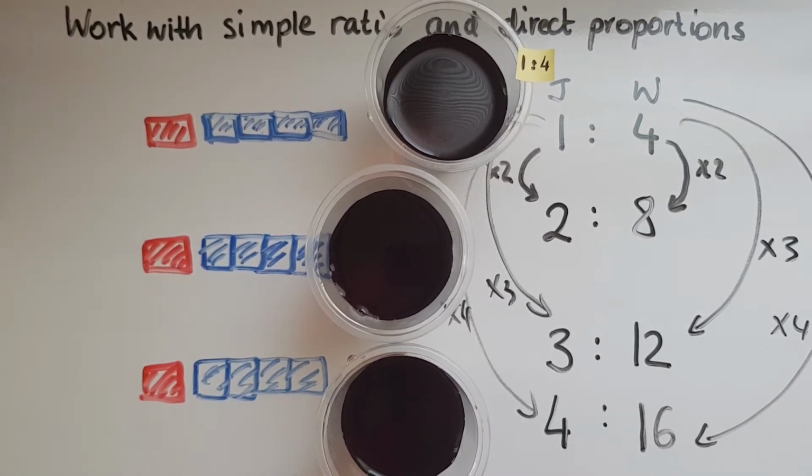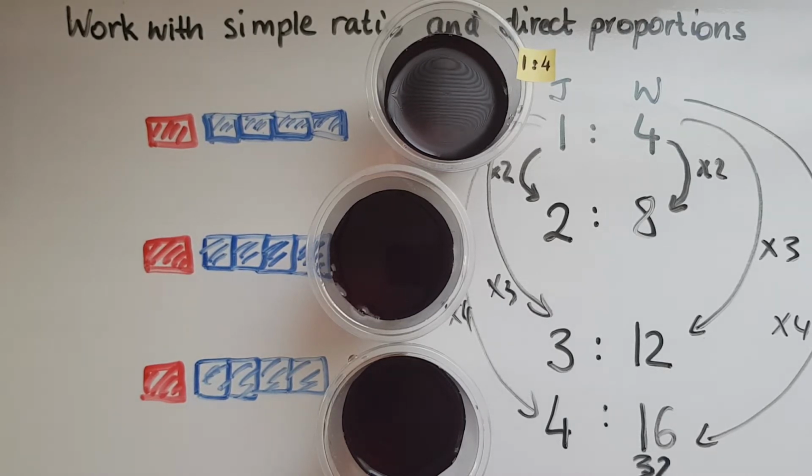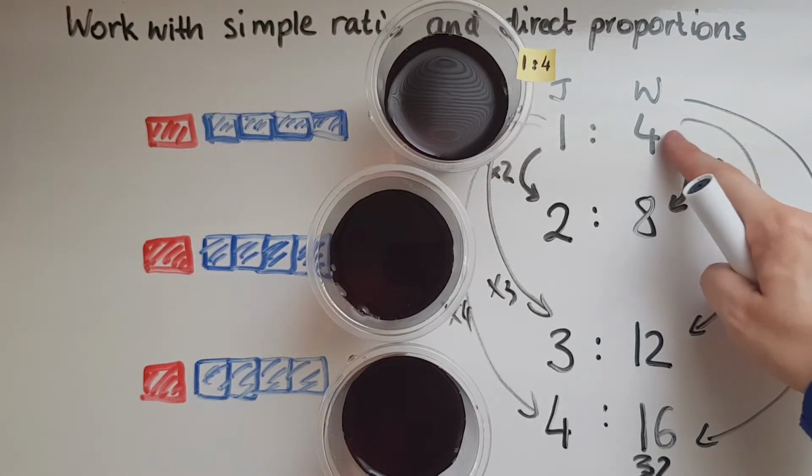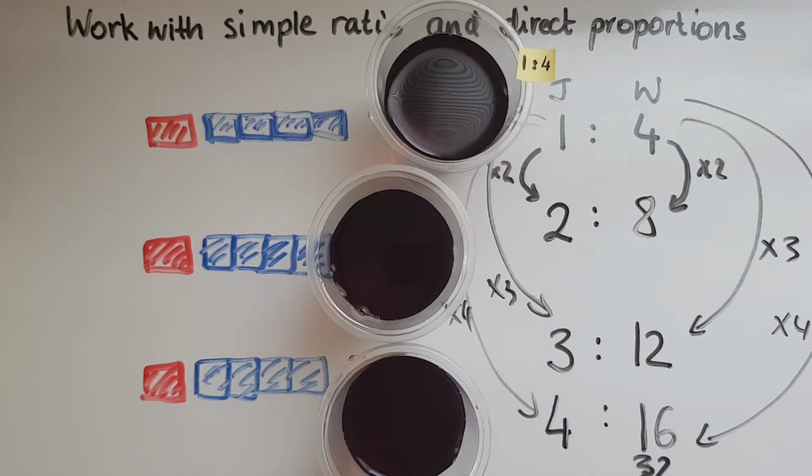So if I have 32 parts of water available and I want to know how much juice I'll need to mix with that amount of water, I'll need to find out what's happened. How did we get from 4 to 32? What did we multiply it by? And that was by 8, because 4 times 8 gives me 32. So I must multiply 1 by 8 as well, so that the ratio remains the same. So that 1 times 8 gives me 8. So 8 parts of juice will be mixed up with 32 parts of water.